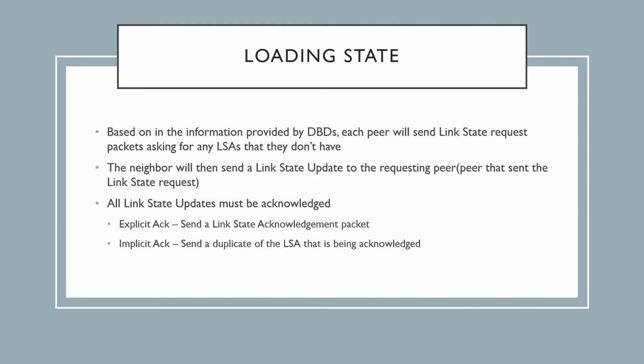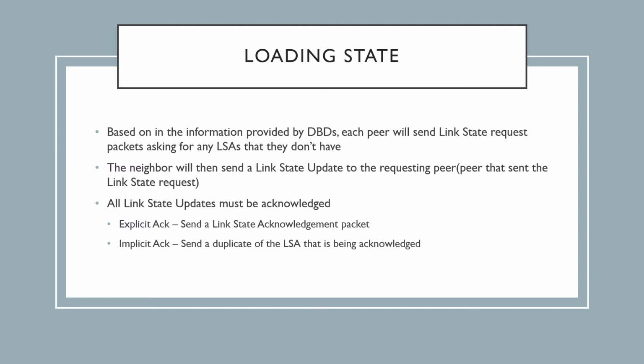And that link state update is what's going to have the complete LSA. So that's the actual LSA that finally gets sent to the peer that's requesting it. And when the peer receives that LSA, he needs a way to acknowledge that LSA. And we've got two different ways of acknowledging LSAs. We can do an explicit ACK or an implicit ACK.